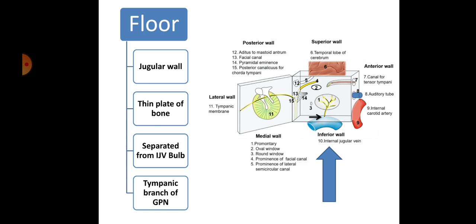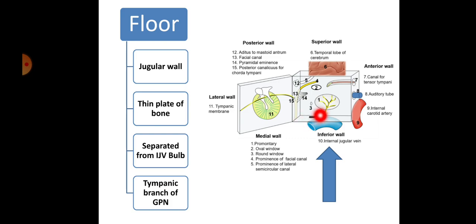Next we are going to discuss the floor. This is also a thin plate of bone, which separates the middle ear from the jugular vein. In the neck region, there is a jugular vein called the internal jugular vein. The internal jugular vein ascends upwards, takes a turn and dilates here, which is called the jugular bulb. This jugular bulb is separated from the middle ear by a thin plate of bone. So that is called the floor. That is why this floor is also known as the jugular wall, because it separates the jugular vein from the middle ear.